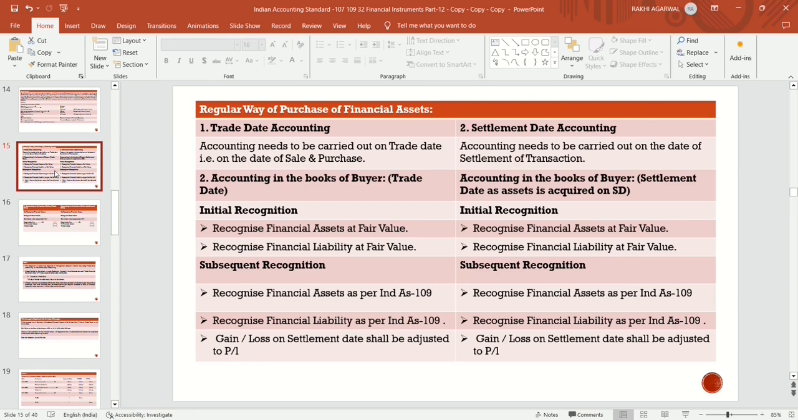On the settlement date, the asset is acquired on the settlement date only and not on the trade date. Initial recognition will be at fair value only, and the liability is also at fair value. Subsequently, it is recognized as per Ind AS 109 for financial asset and liability. Any gain and loss shall be adjusted to P&L.